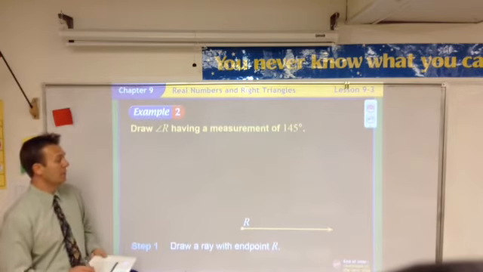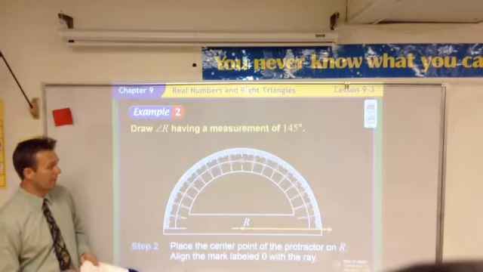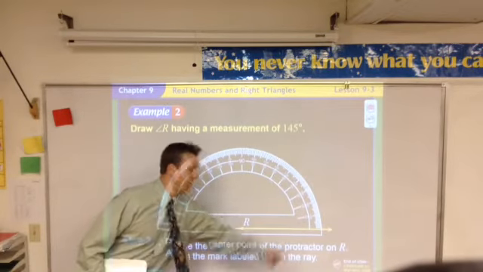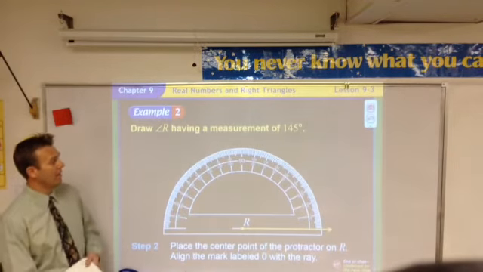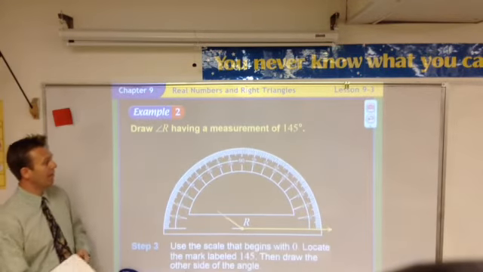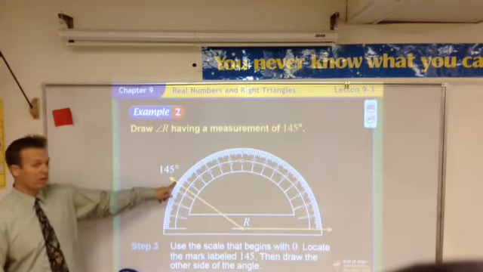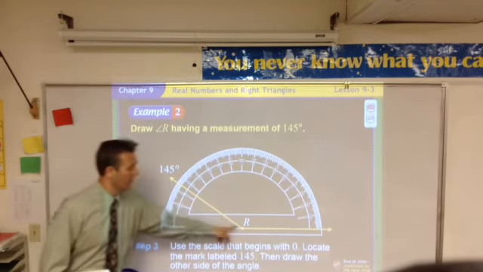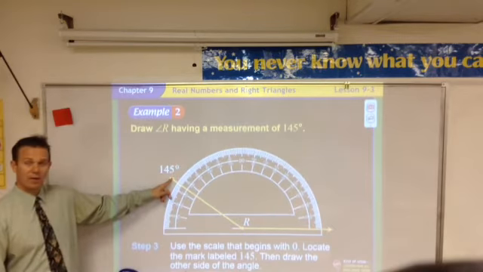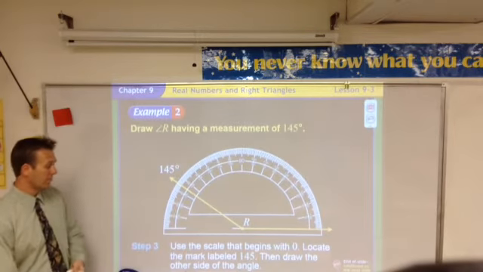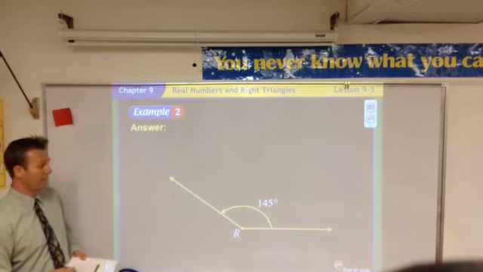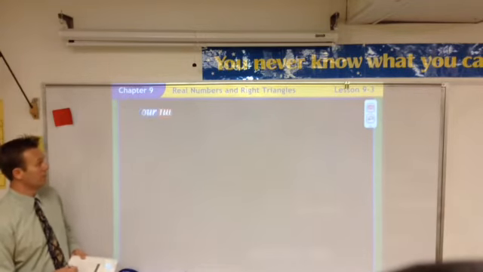And now what you're going to do is take your protractor, make sure it lines up with that little T, and along the 0, and you're going to find 145 on the protractor, make a little dot, and then draw a straight line from the vertex through 145. And there you go, you have your answer, a 145-degree angle. So, that's using a protractor to draw angles, what this is about.